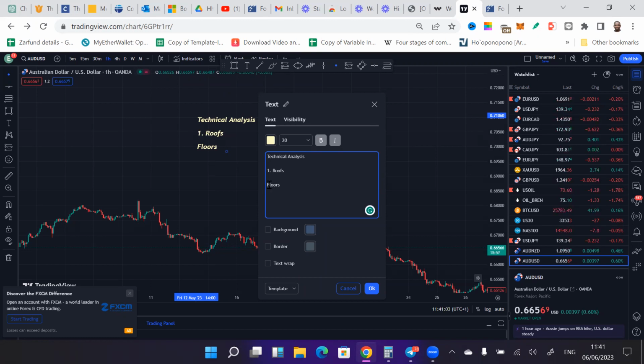So roofs are also called resistance. You will hear this often, resistance, and then floors are also known as support. Roofs are called resistance, floors are called support. Okay. So roofs are called resistance, floors are called support, right?